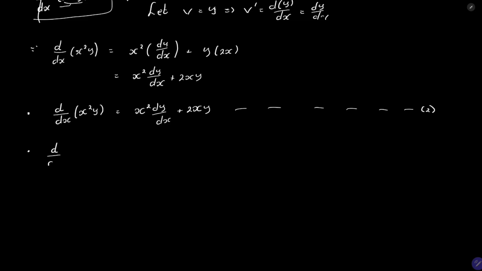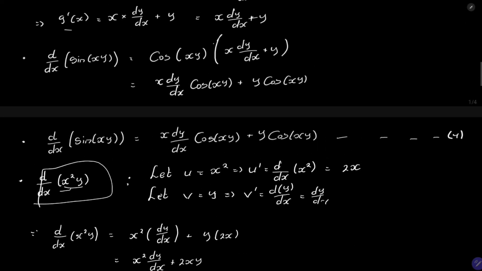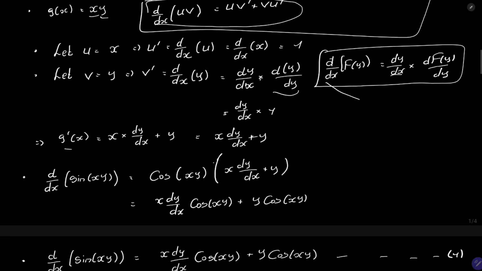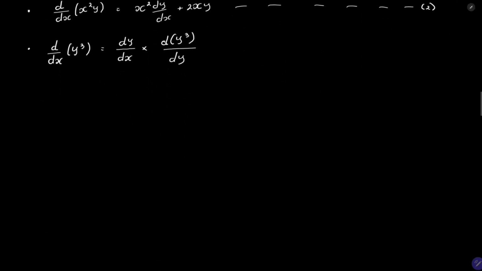The derivative with respect to x of our function y cubed is equal to the derivative of y with respect to x times the derivative of our function, which is in terms of y, with respect to y. This is just an application of this formula, which was well stated and well explained in the previous video. So let's move directly to finding this term.